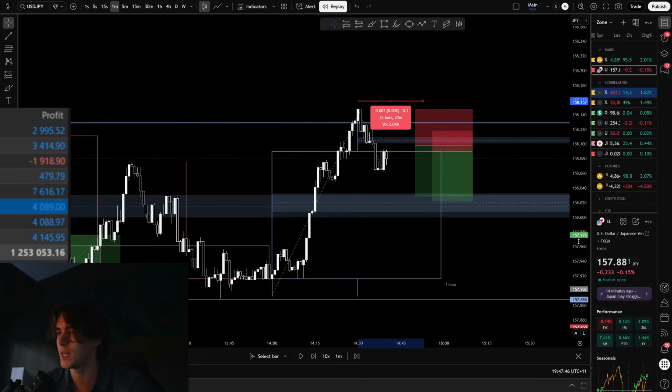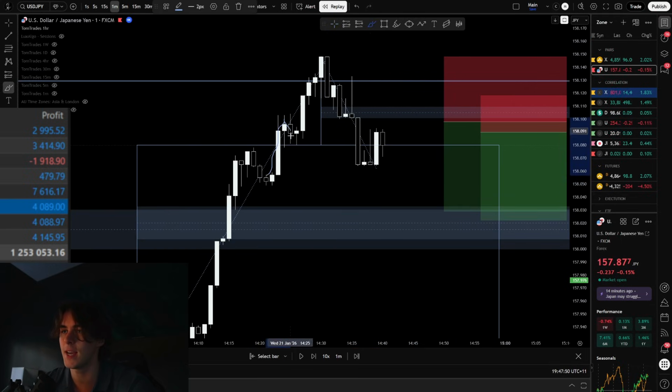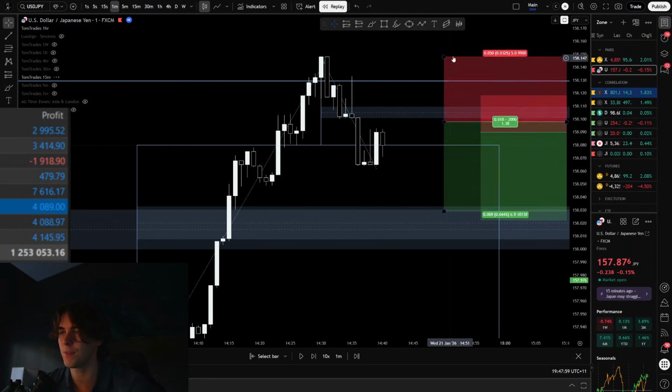So we do pretty nice high volume. So we take out this high here, take out this high into then immediately taking out this low. So really clean 1 minute type 3 shift, looking for a pullback to 50% of that previous move.